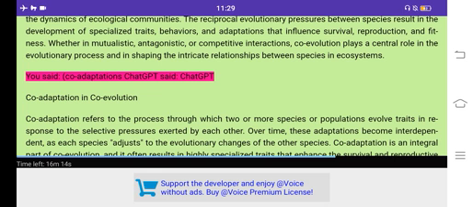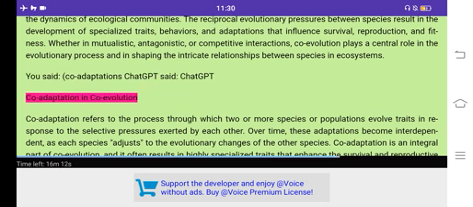You said, co-adaptation. ChatGPT said, co-adaptation and coevolution.